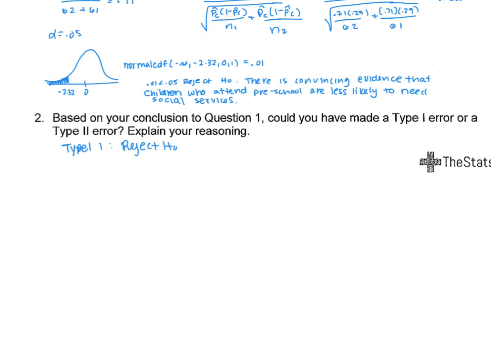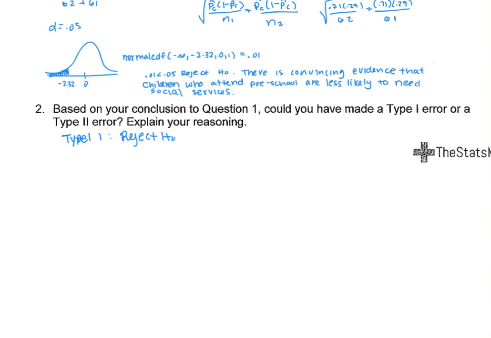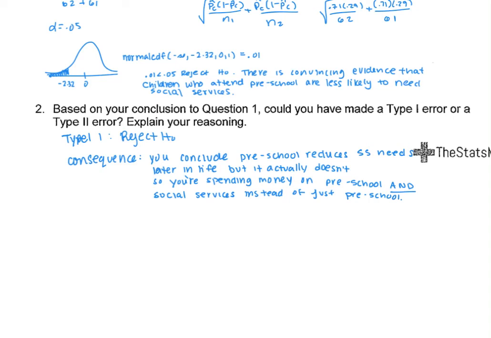So now we're paying money to send kids to preschool, and we're paying money for their social services later in life. So the consequence, always think of a consequence even if they don't ask you for one, because it's important to practice this for when they do ask you for a consequence. So you conclude that preschool reduces the social services needs later in life, but it actually doesn't. So you're spending money on preschool and social services instead of just preschool.